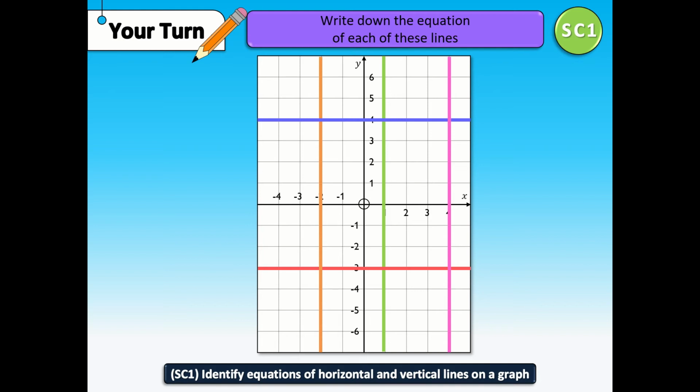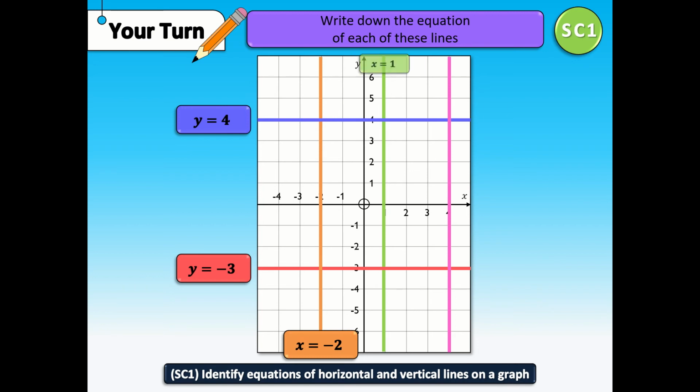Here are your answers. So the blue line is y equals 4. The red line is y equals minus 3. The amber line is x equals minus 2. The green line is x equals 1. And the pink line is x equals 4.